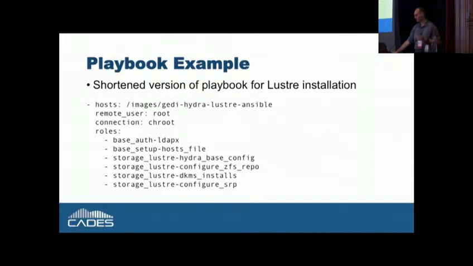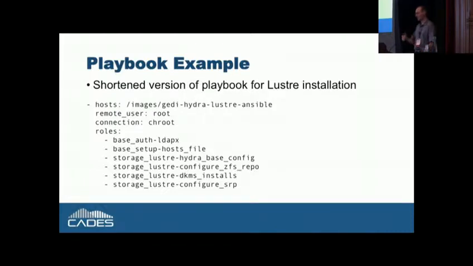Here is a very abbreviated example of what one of our playbooks looks like. Here you see the hosts. We give it the path to the image. The connection is chroot. And then some of the roles that we put in there go from general, like your base authentication for LDAP, you set up host files, and then they get a bit more specific, and the naming convention even reflects that.